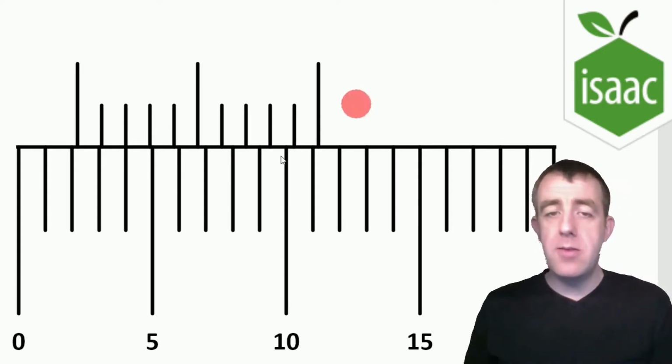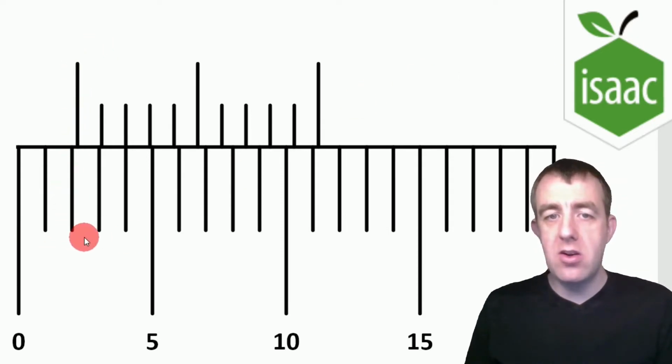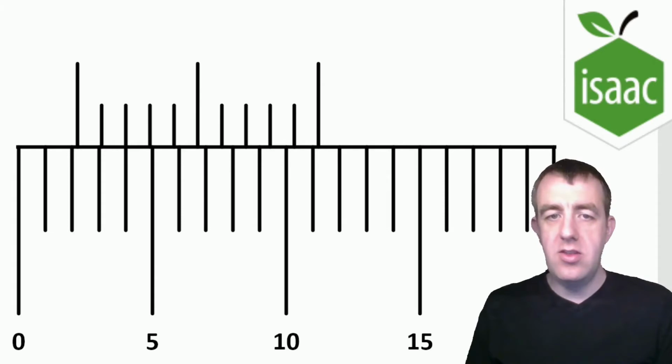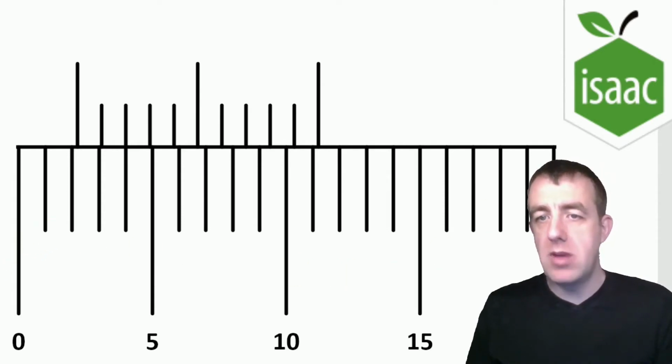Here's another example. You can see the line on the left has gone past the 2mm notch, and on the vernier part you can see that the second notch, 0, 1, 2, the second notch is the one that lines up. So because it's the second vernier notch, that's 2/10 of a millimeter. So this is 2.2 millimeters.